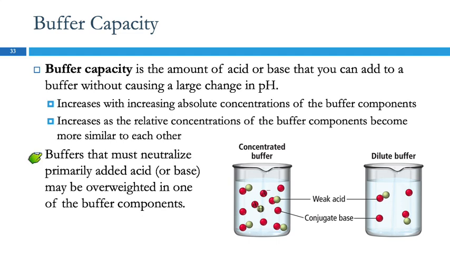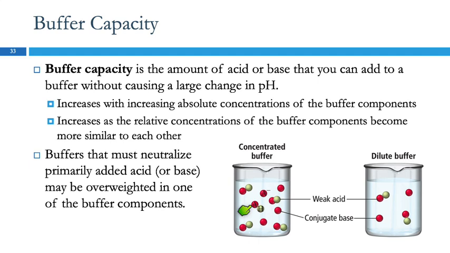If you have a buffer that needs to neutralize primarily acid or base, you know what kind of stuff is going to come into this, and maybe it's all going to be acid. It's not going to have to neutralize any base. Well, then you overweight one of the categories. So if I'm going to be adding a lot of acid, then I want my buffer to have more of the conjugate base, because that's what's going to do all the work. If I'm going to be adding base, I want more of the weak acid.